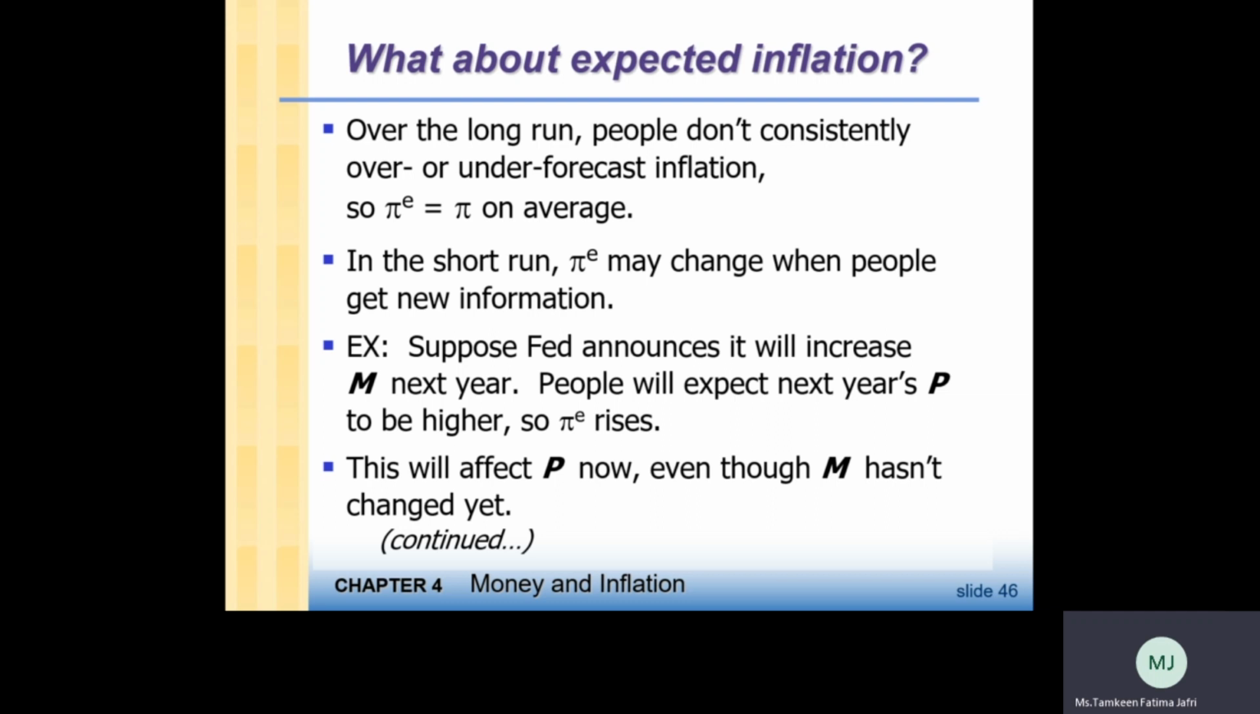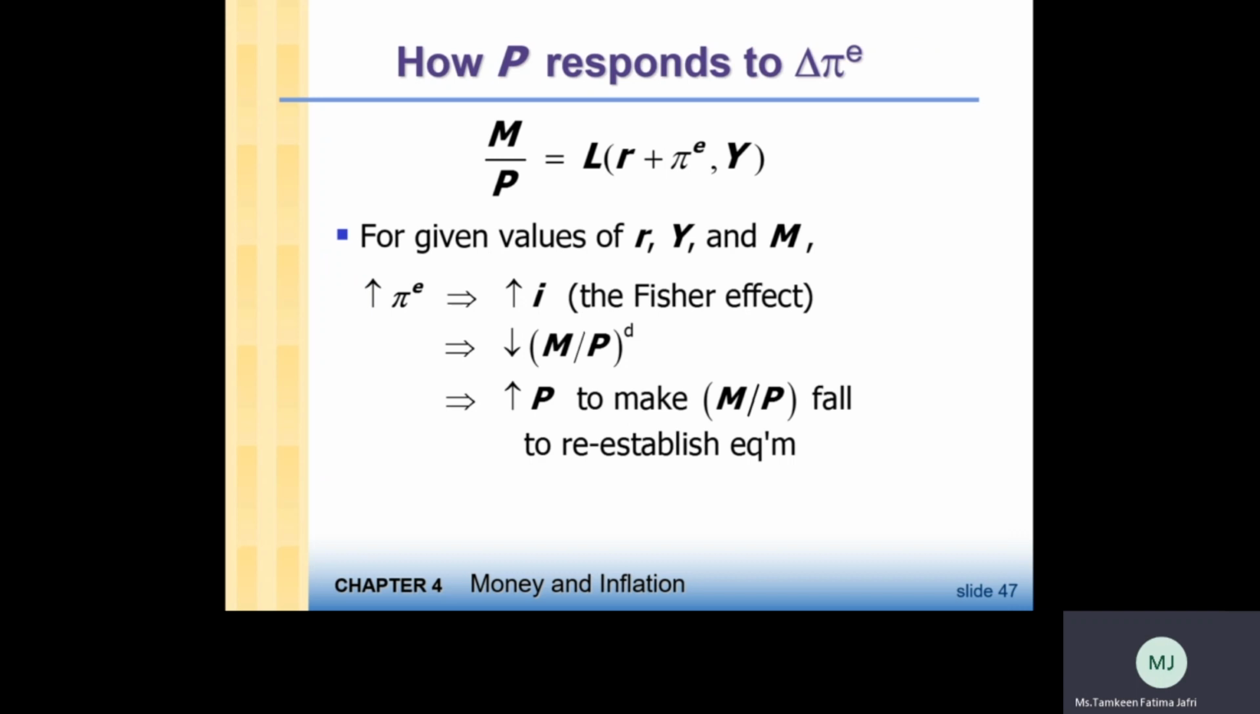So obviously, when you know this or have heard the rumor that tomorrow the money supply will increase, you want to revise your expected inflation. You want to say okay, so next year inflation will also be higher, so our expected inflation also rises. This will affect P now, even though M hasn't changed yet. Okay, so you can clearly see with the help of this equation that if expected inflation increases, for given values of R, Y, and M, your nominal interest rate is going to increase. Okay? This follows through the Fisher equation.